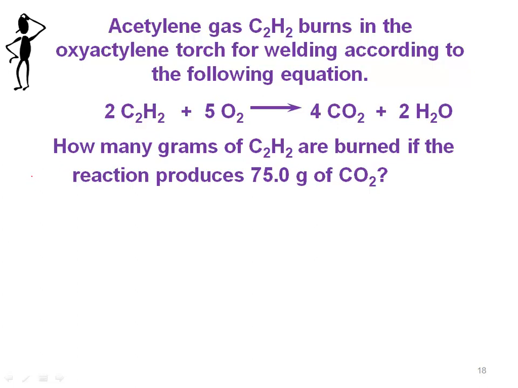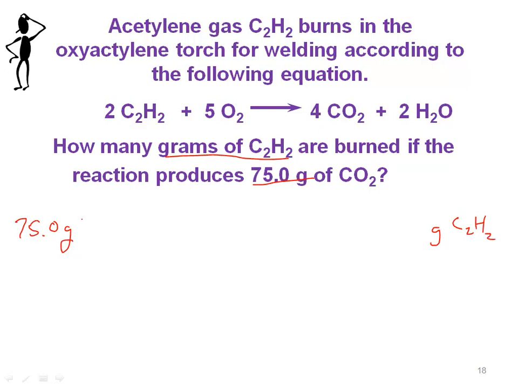Same thing without the numbers. You don't actually have to solve it, just set it up. All right. At this time, we're going to show how to set it up without solving it completely. So in this one here, we produce 75 grams of CO2. That's what we have. How many grams of C2H2 are burned? That's what we want.